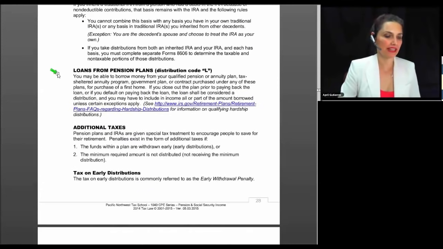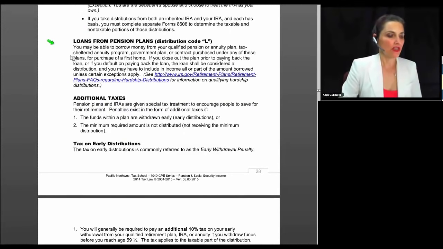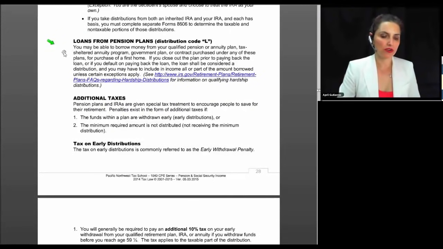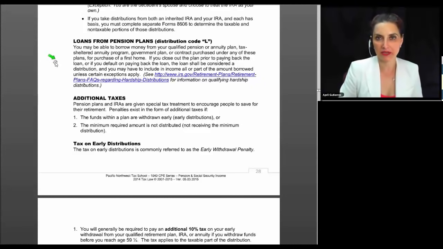Loans from pension plans, these have a distribution code of L. You may be able to borrow money from your qualified pension or annuity plan, tax-sheltered annuity plan, government plan, or contract purchased under any of these plans to purchase a first home. If you close out the plan prior to paying back the loan, or if you default on paying back the loan, it shall be considered a distribution, and you may have to include in income all or part of the amount that you borrowed unless certain exceptions apply. And in case you're wondering what those certain exceptions are, you can go to this link here that will take you to hardship distributions for qualifying hardship distributions.